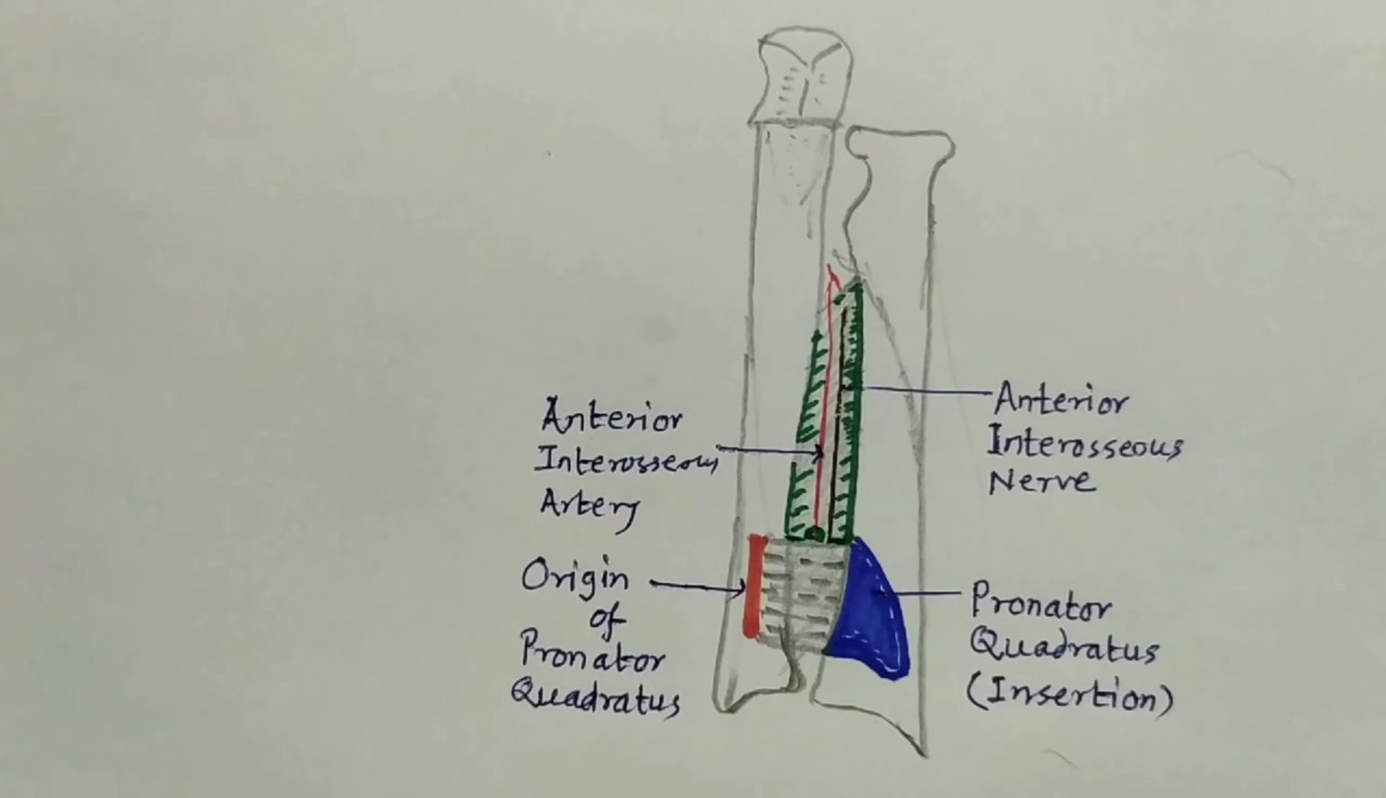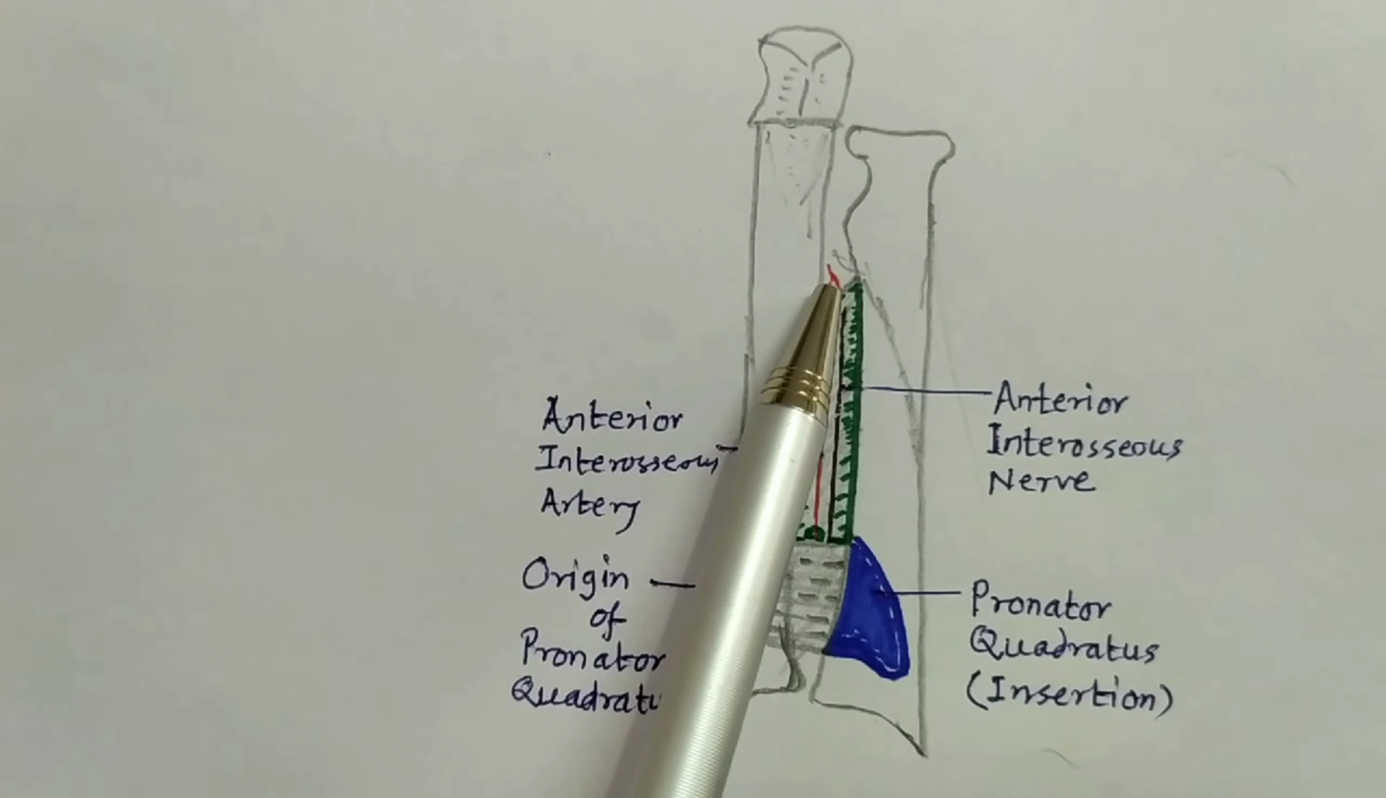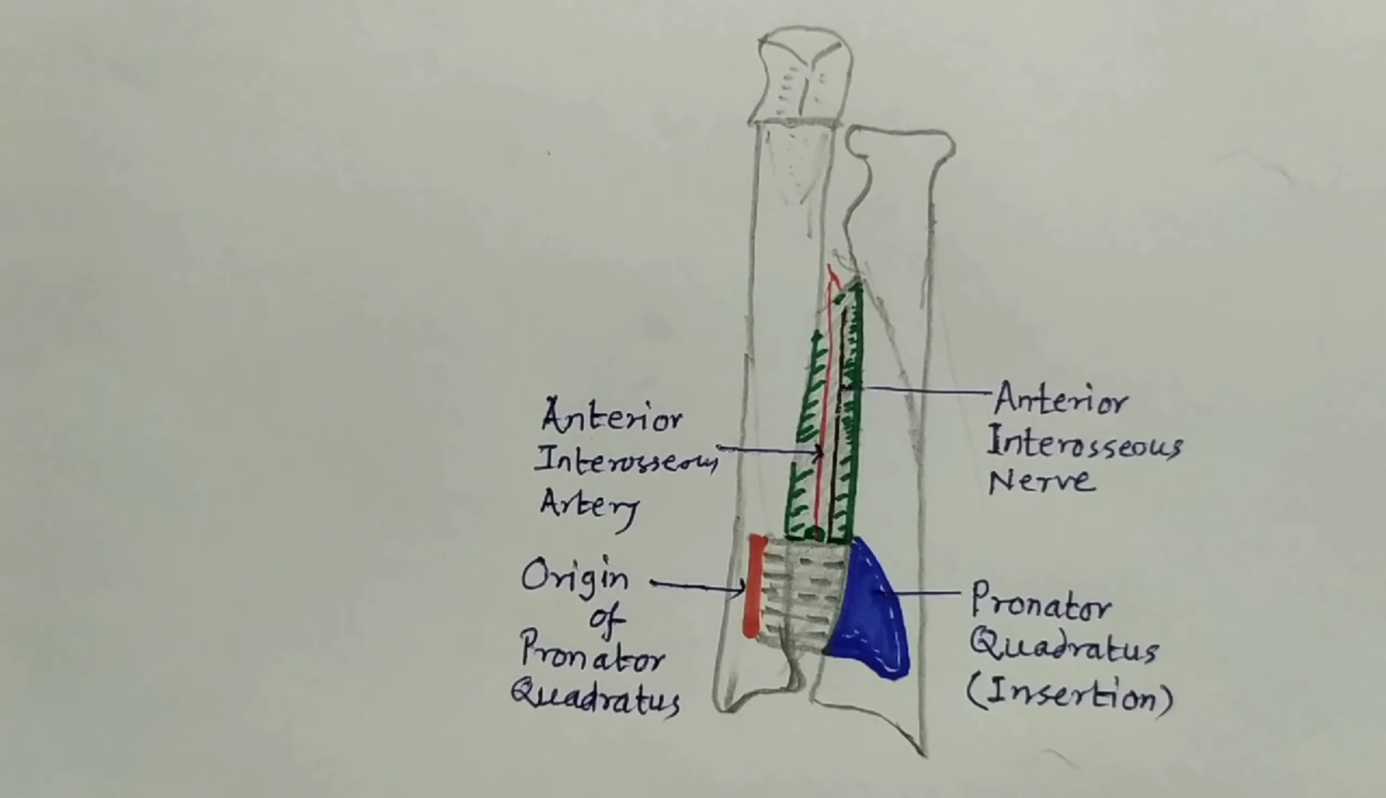The forearm consists of anterior and posterior interosseous nerves and anterior and posterior interosseous arteries. Anterior interosseous nerve is branch of median nerve, while posterior interosseous nerve is the deep branch of radial nerve, while anterior and posterior interosseous arteries are branches of common interosseous artery, which is branch of ulnar artery.